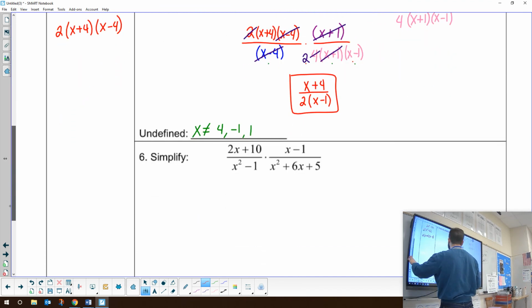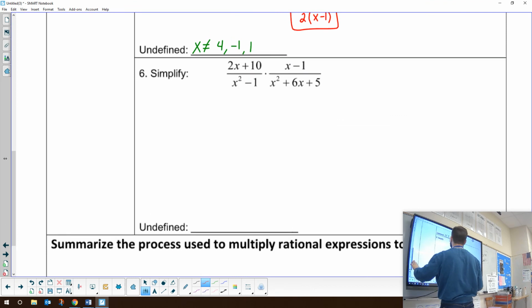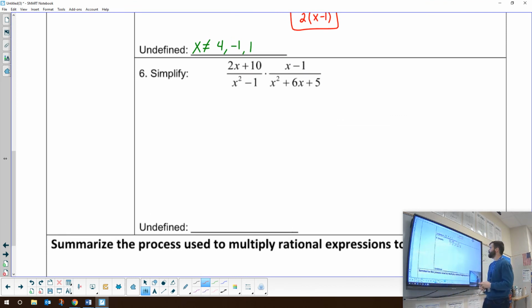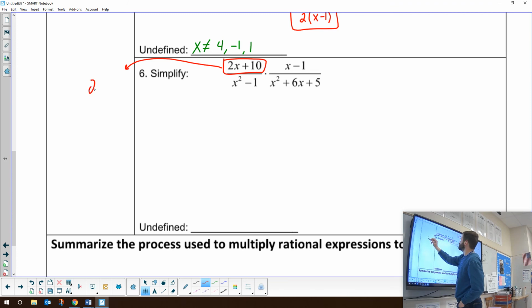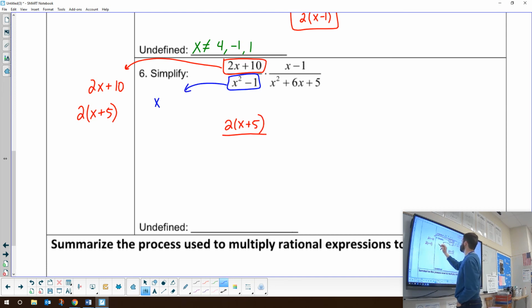All right, number 6. This is our last one for this lesson. So first off, let us factor out this guy, this 2x plus 10. Too easy. Just pull out a GCF and it's going to be 2 times x plus 5. There's my first factor. Second factor, x squared minus 1. That's a perfect square. That's going to be x plus 1 times x minus 1. So that goes on bottom here.